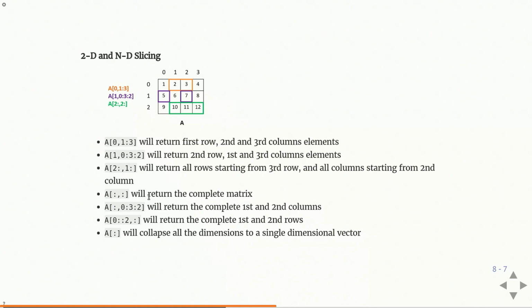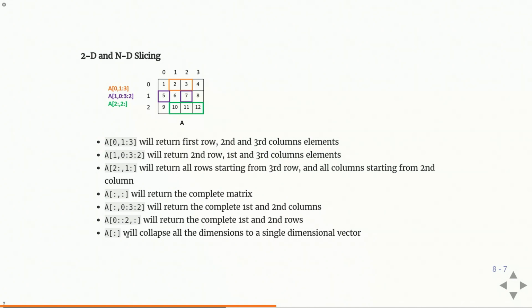A colon comma colon will return the complete matrix, as I have already mentioned that using colon for an axis will return all the elements along that axis. Here we are using colon comma 0 colon 3 colon 2. So here we are using complete slicing against rows and selecting particular columns. So this syntax will return the complete first and second columns. So first and second column means 2, 6, 10, 3, 7, 10.